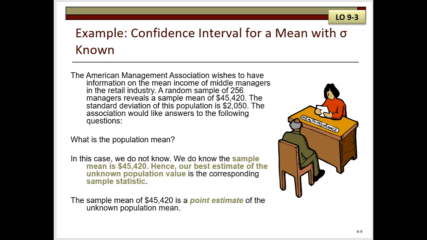A confidence interval estimate is more informative than a point estimate. In this situation, the population standard deviation is given. As such, we will be using the z-distribution in computing the 95% interval estimate of the true mean income of middle managers in the retail industry.